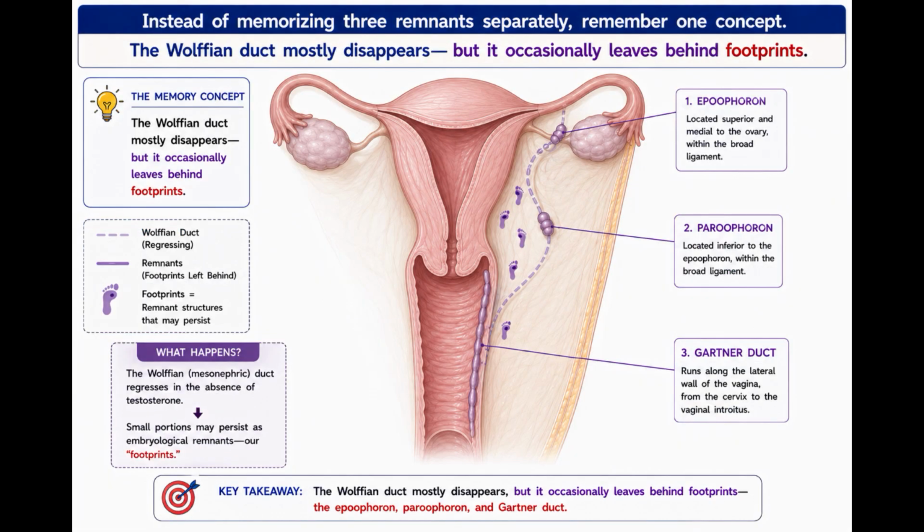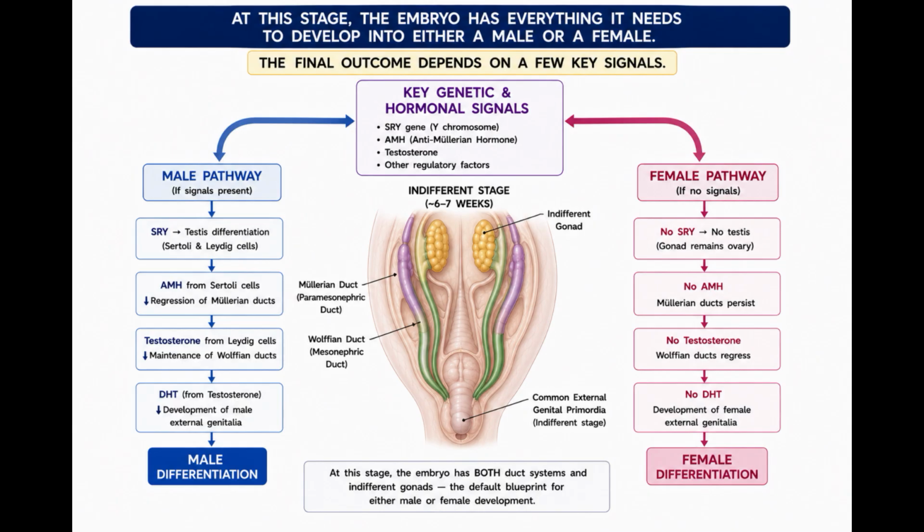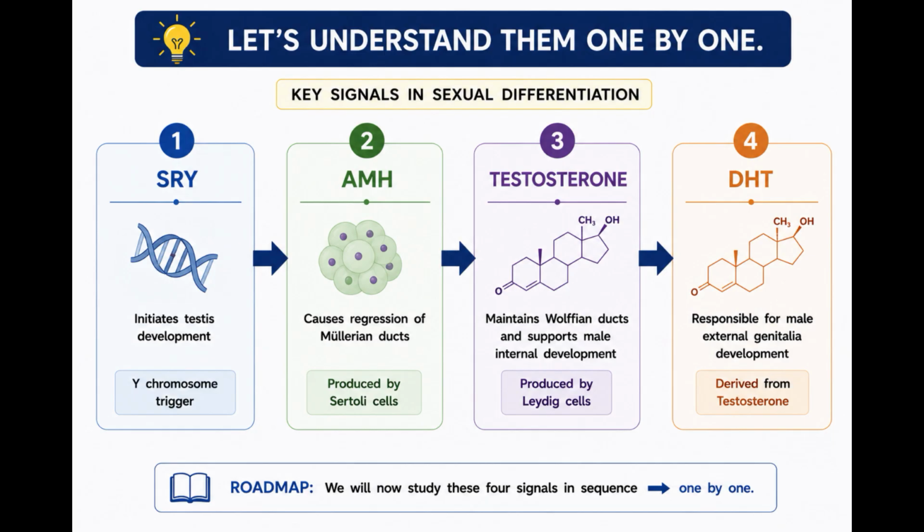So instead of memorizing 3 remnants separately, remember one concept. The Wolffian duct mostly disappears, but it occasionally leaves behind footprints. Memory shortcut: Wolffian duct equals testosterone keeps it alive. No testosterone equals regression. Regression is incomplete equals epoophoron, paroophoron, Gartner duct. At this stage, the embryo has everything it needs to develop into either a male or female. The final outcome depends on a few key signals. Let's understand them one by one.